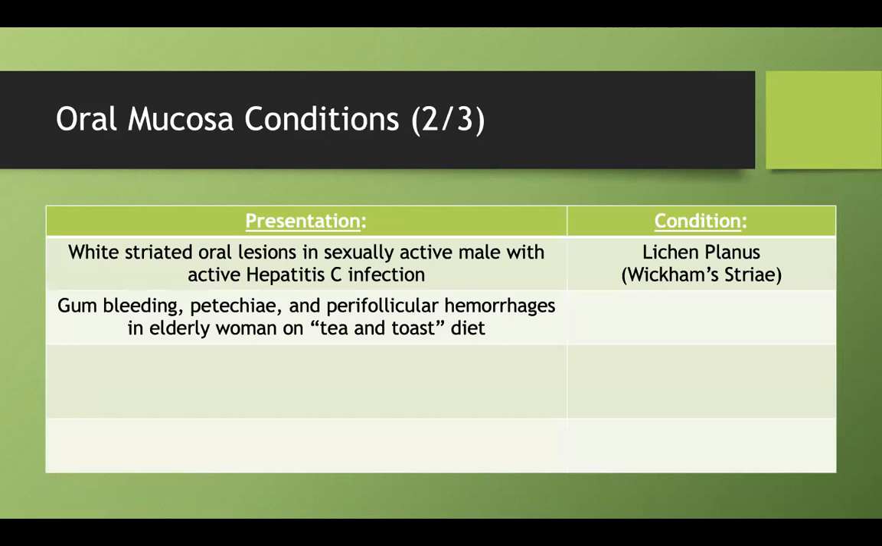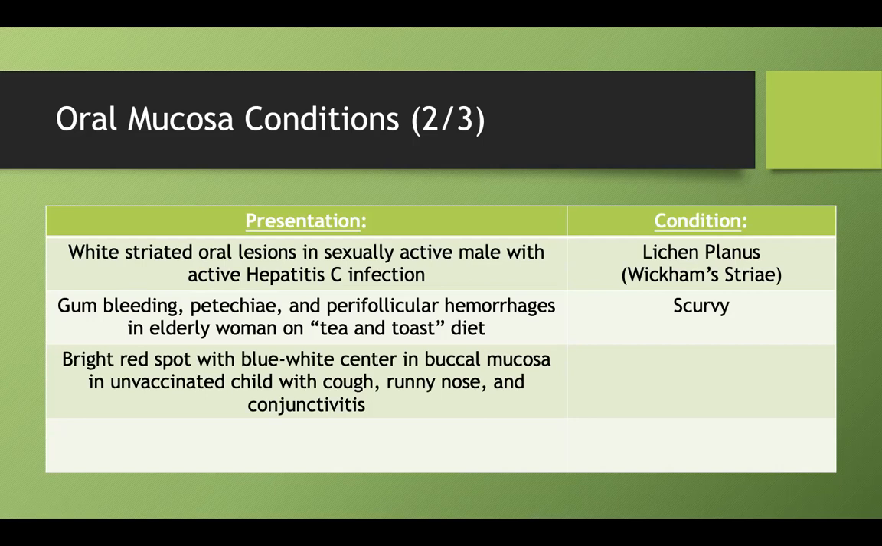What if you have somebody, which vitamin would be deficient here? Gum bleeding, petechiae, which are little bleeding vessels, usually indicative of low platelet count, and perifollicular hemorrhages in an elderly woman on a tea and toast diet. They love this tea and toast diet. I don't know why. This is scurvy or vitamin C deficiency.